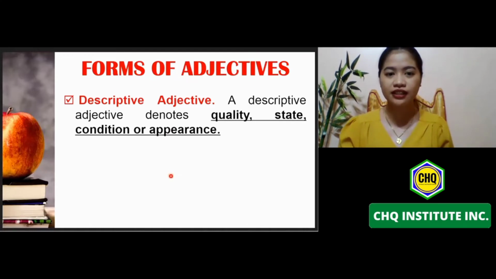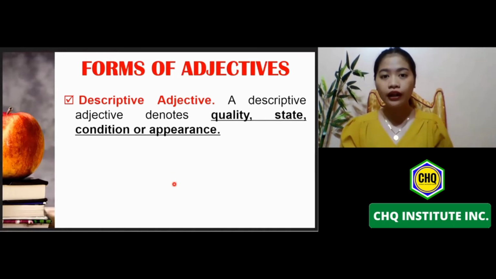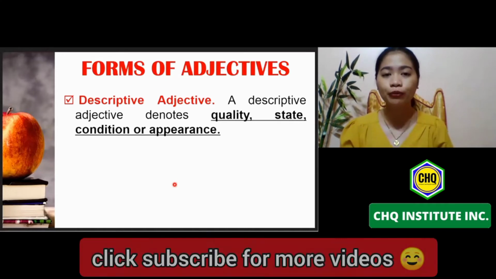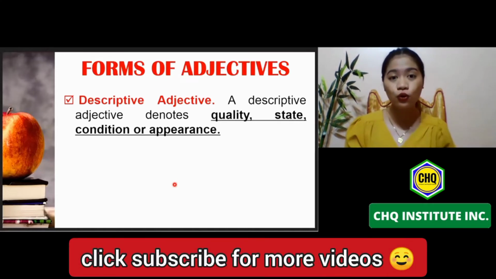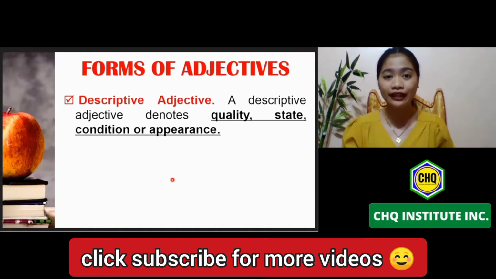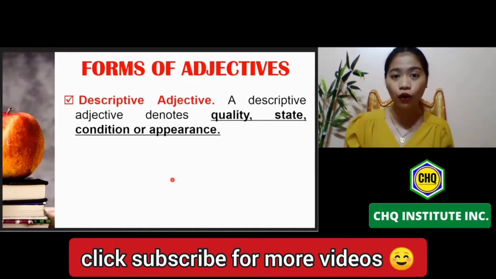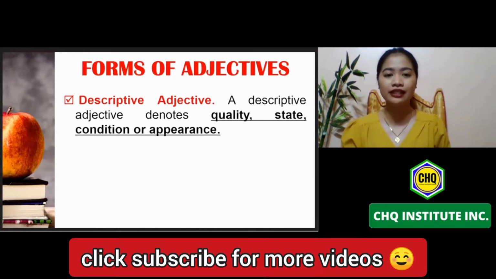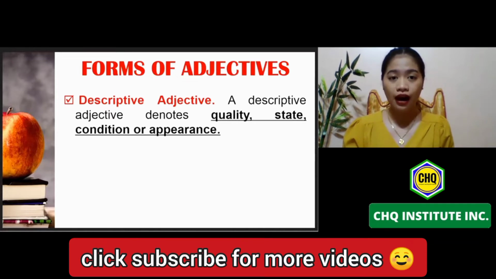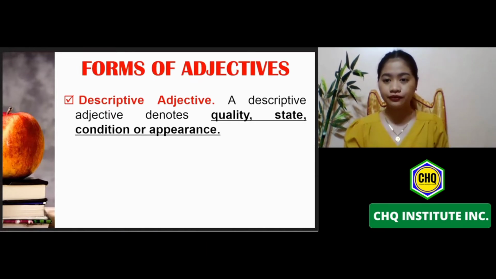Why? Because it simply describes the qualities or the characteristics of a noun or a pronoun, such as the smell, the taste, the texture, the appearance, and the shape of a noun or the pronoun. So, naglalarawan po ito or nagsasaad ng hugis, ng kulay, ng anyo at katangian ng pangalan o ng panghalip. So, let's have an example for the descriptive adjective.